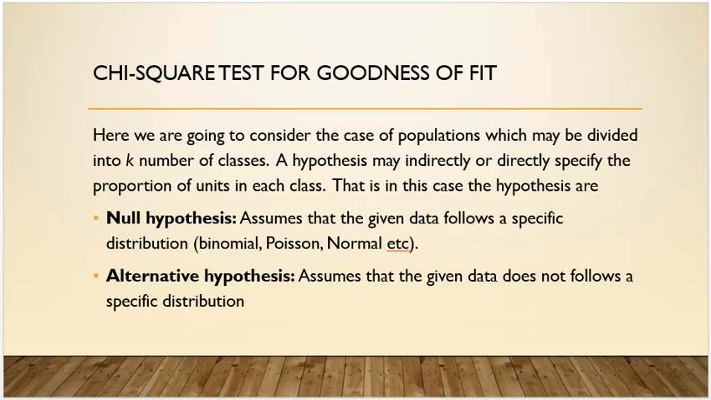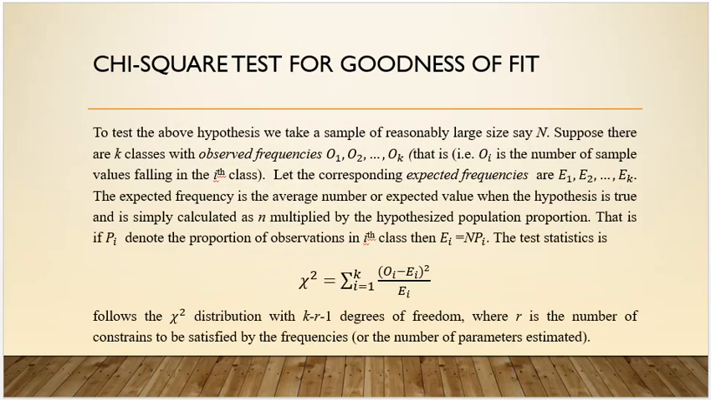Here we assume that the given data follows some specific distribution. So the null hypothesis is that the given data follows a specific distribution, that is, binomial, Poisson, normal, etc., any particular type of distribution. And the alternative hypothesis is that the given data does not possess the distribution considered in the null hypothesis. Now, what is the chi-square test of fit?